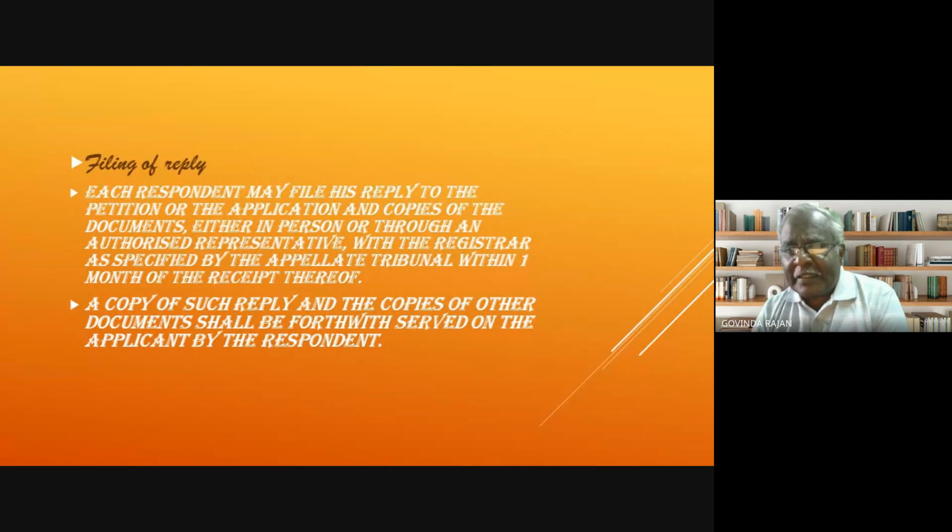If any third party is involved, then such persons are liable to file a reply to the tribunal within 1 month of the receipt of the appeal papers from the tribunal. A copy of such reply and the copies of the other documents shall be forthwith served on the applicant by the respondent. So whomsoever you file with, the said person will send all these things to the other persons.